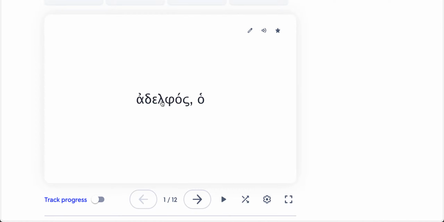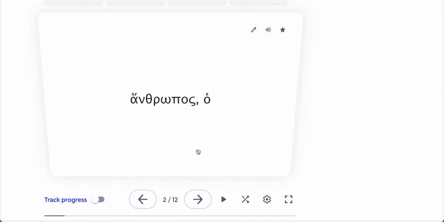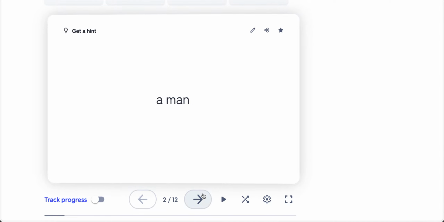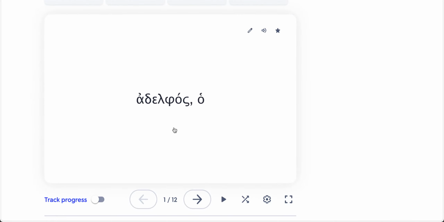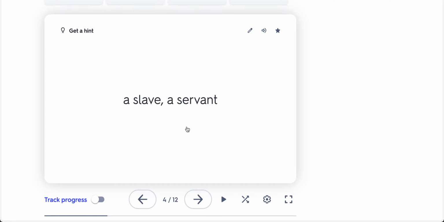So as you see here, I put in the noun with the article, and I have all these listed here. Anthropos, ha anthropos. And if you flip them around, a brother. And then a man is ha anthropos. So you can kind of work backwards. An apostle is ha apostolos. And then a slave, a servant, ha doulos.